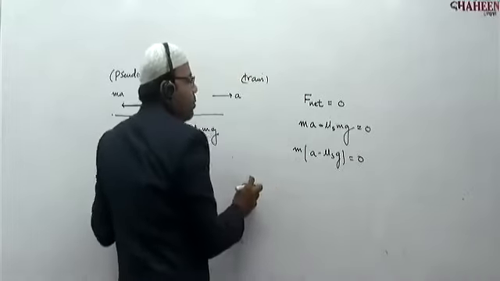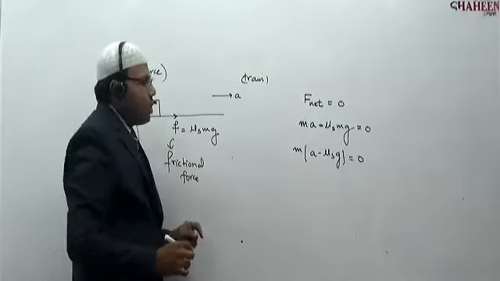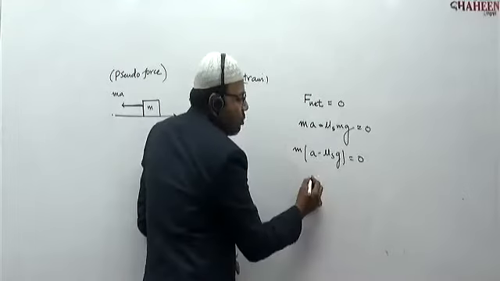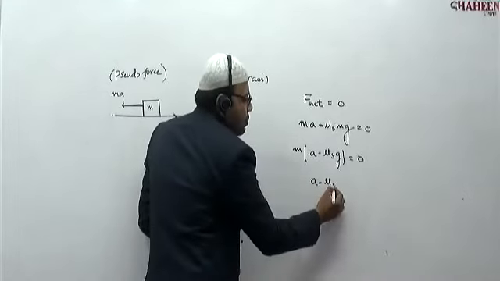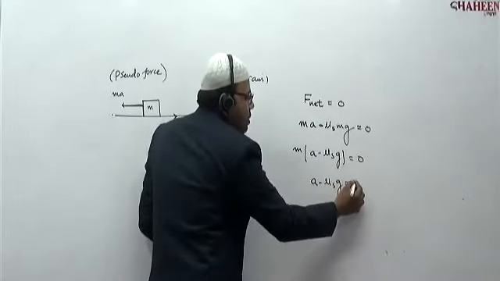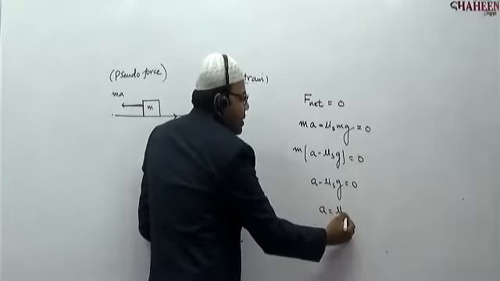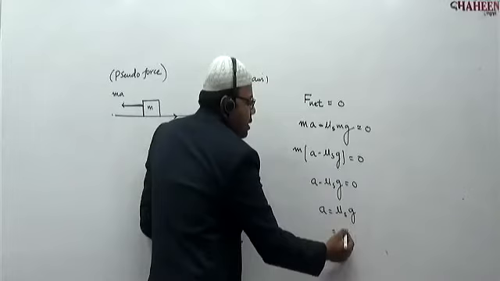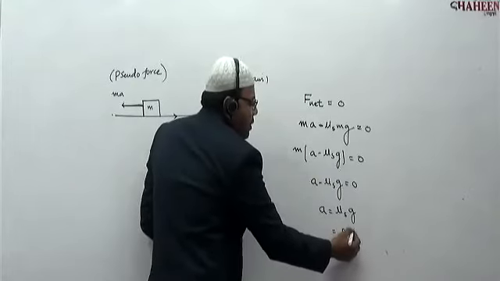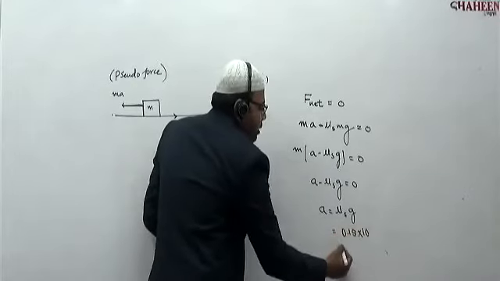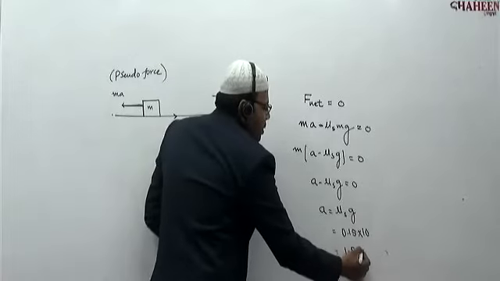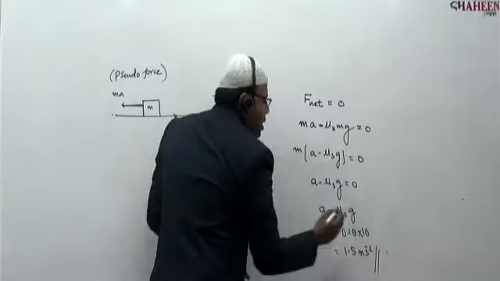A minus mu s g is equal to 0. Now, look carefully beta, what I do is take this m in the denominator. So a minus mu s into g is equal to 0. Now we need to calculate the acceleration. Acceleration is mu s into g. Acceleration is 0.15 into g, you can take g as 10, and the answer is 1.5 meter per square second. This is the acceleration.